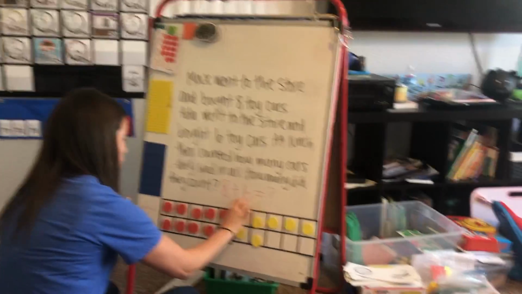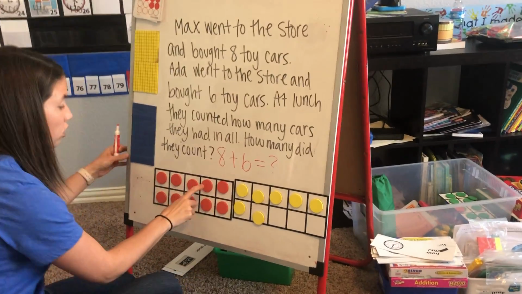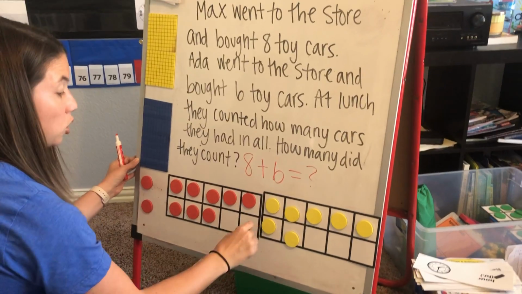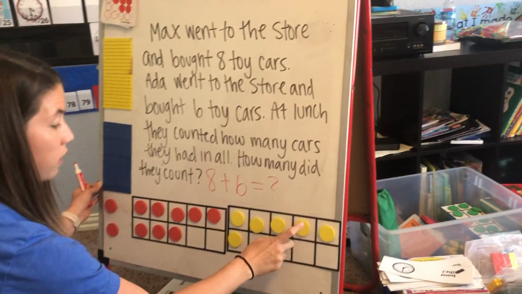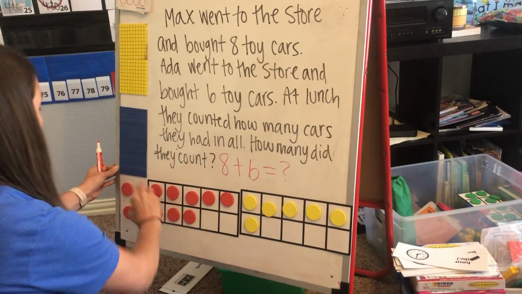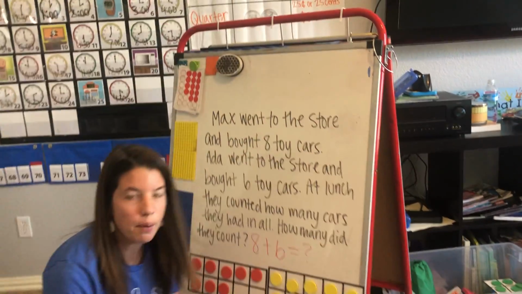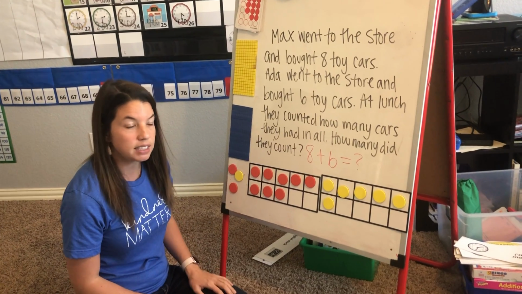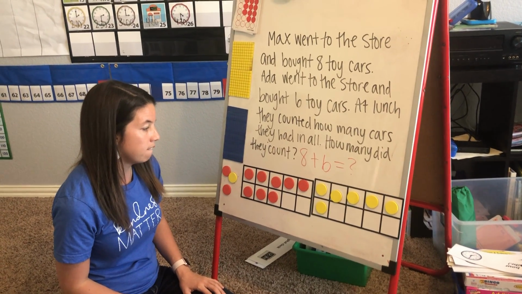So we're gonna use Max's toy cars with red, 1, 2, 3, 4, 5, 6, 7, 8. And then Otto's toy cars with yellow, 1, 2, 3, 4, 5, 6. And remember, we always think about how we can make 10, because when we borrow from one to make 10, it makes it easier for us to add.